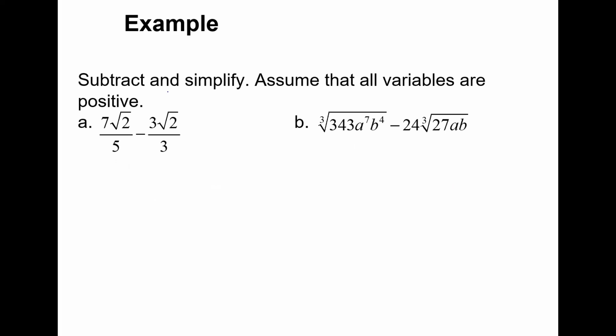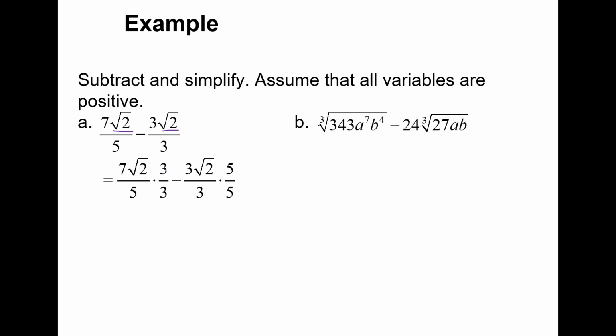All right, so we're supposed to subtract and simplify. Again, assume all variables are positive. All right, well, the key here is we've got the same index and radicand, but guess what? Now we have to add. Well, we have to get like terms here, or common denominators. So what we have to do is multiply this one by 3 over 3 and this one by 5 over 5. So that's what we do here.